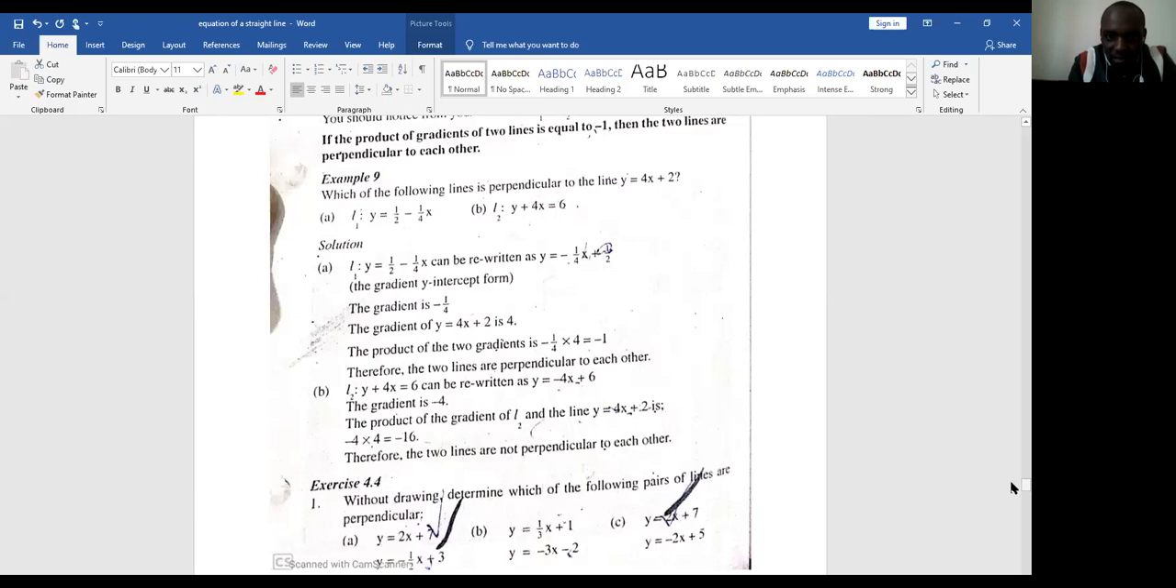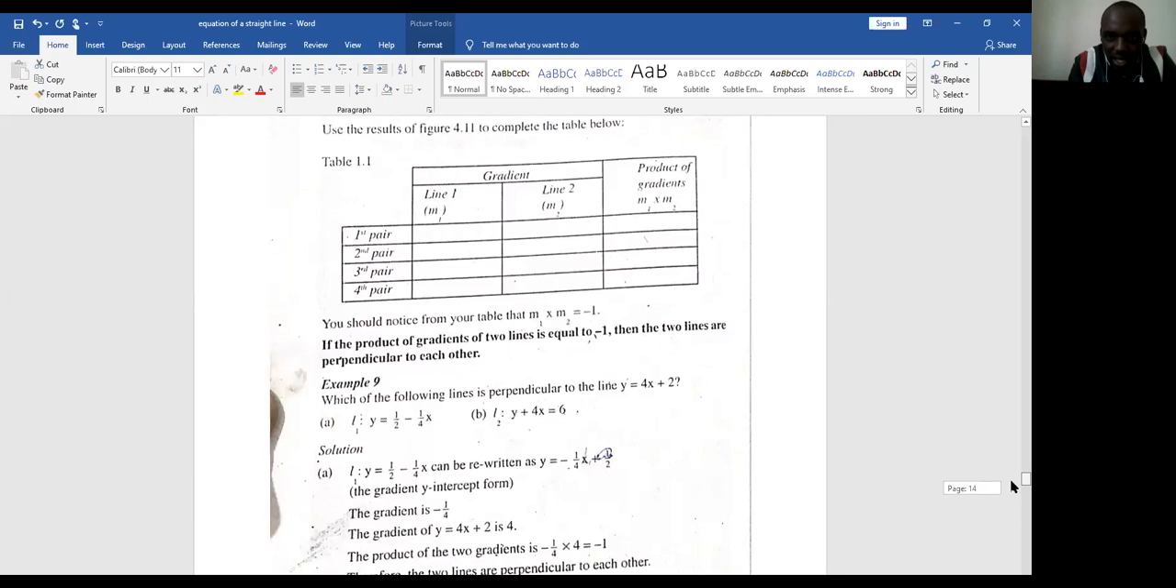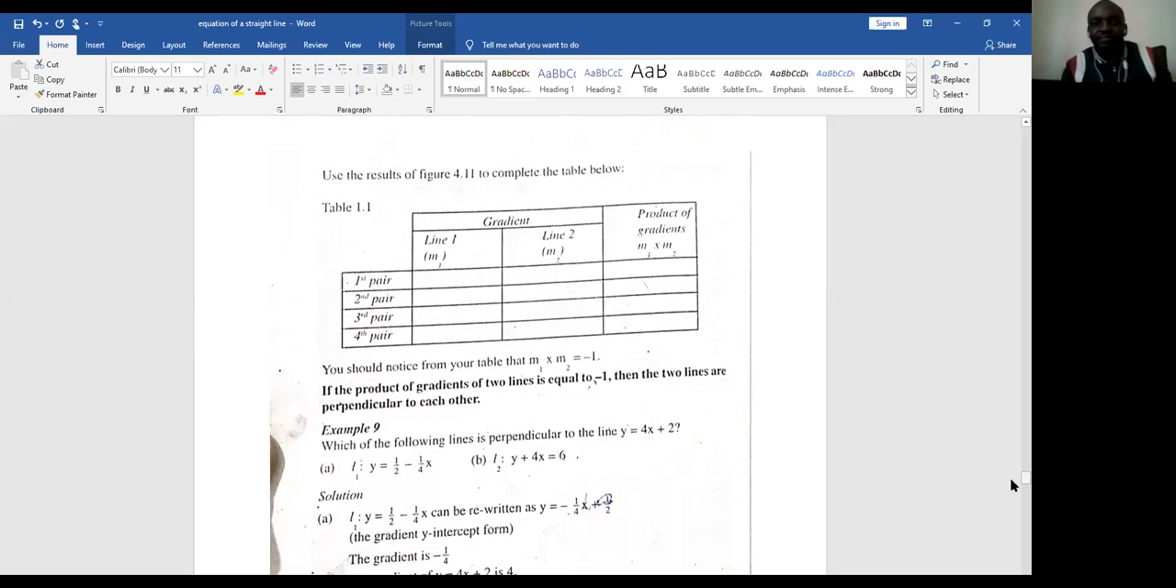So let's talk about 2 lines that are perpendicular. Now, perpendicular lines are lines that meet each other at an angle of 90 degrees. An example of 2 perpendicular lines is the y-axis and the x-axis. At the origin, they meet each other at an angle of 90 degrees. So you can say those 2 lines are perpendicular.